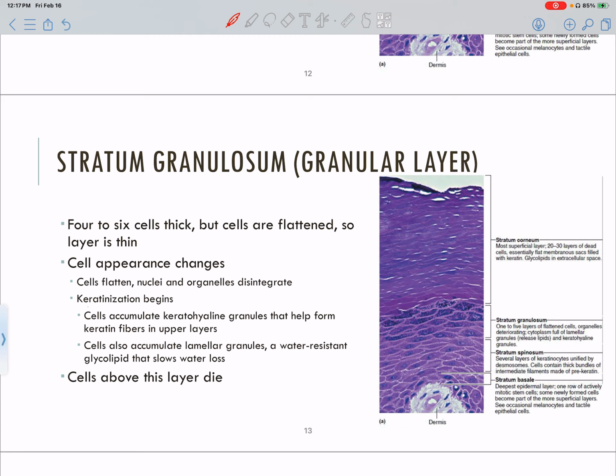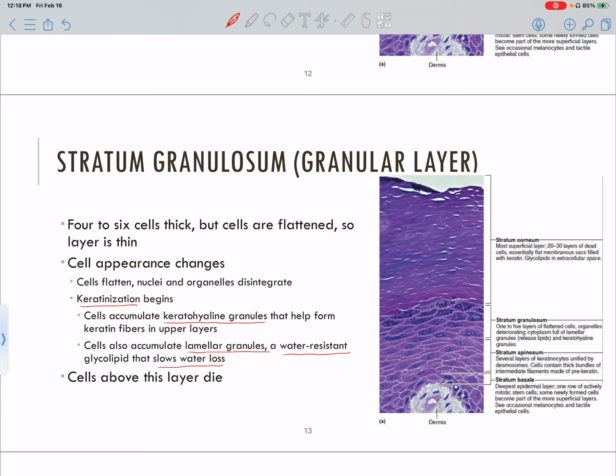So this is the layer where we actually have the process of keratinization begin, where these cells start to accumulate keratohyalin granules. So that's one type of granule that they accumulate. The second type that they accumulate during keratinization are lamellar granules. So keratohyalin is going to help the keratin fibers form in the upper layers, and then the lamellar granules are going to contain glycolipids. If you know that lipids repel water, then you know that glycolipids are going to be water resistant, and they help slow the loss of water from our body.